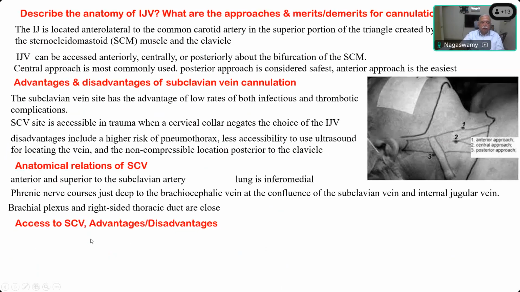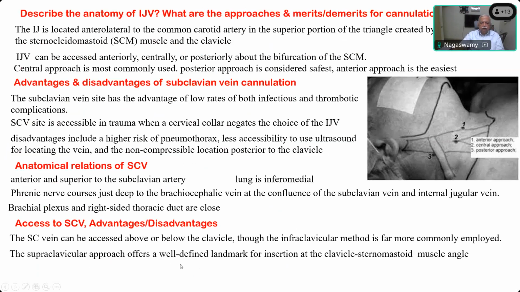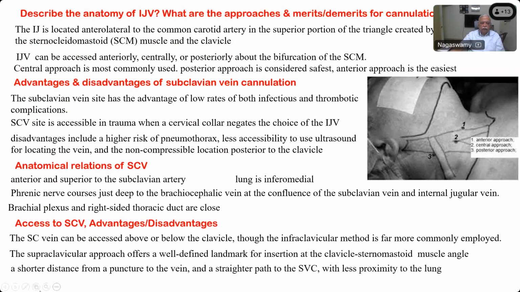And access to subclavian, advantages and disadvantages: it can be accessed above or below the clavicle, which she mentioned, supraclavicular and infraclavicular. Though the infraclavicular method is more commonly employed, supraclavicular is a very short distance, with a well-defined landmark for insertion at the clavicle sternum triangle and angle, and a shorter distance to puncture the vein. And there is a straight path to superior vena cava with less proximity to the lung. So pneumothorax incidence is supposed to be less with the supraclavicular approach rather than the infraclavicular approach.